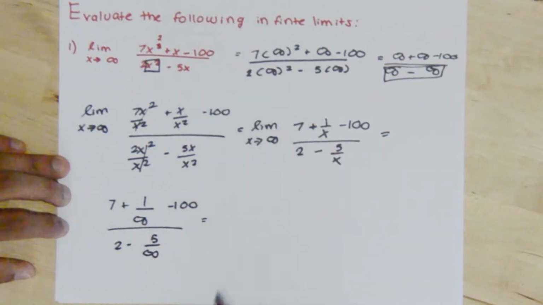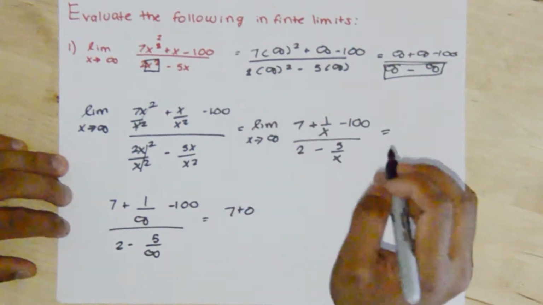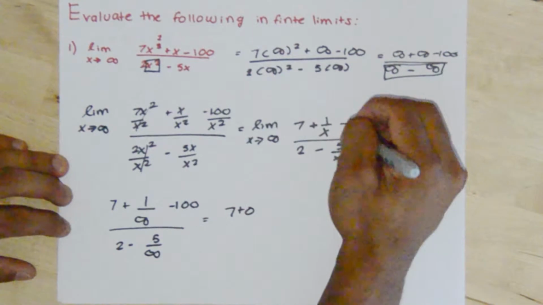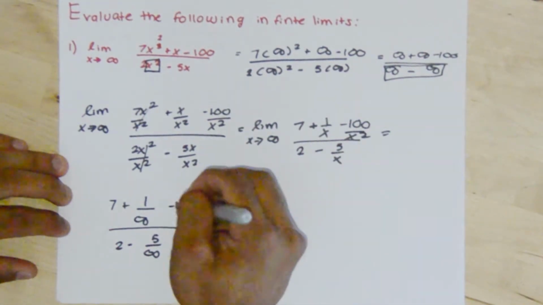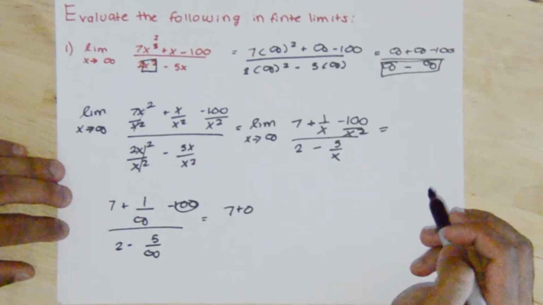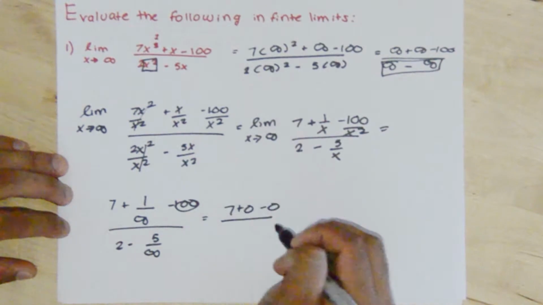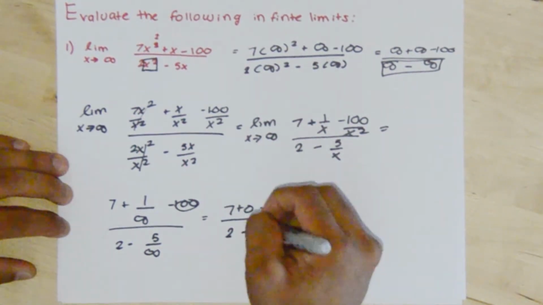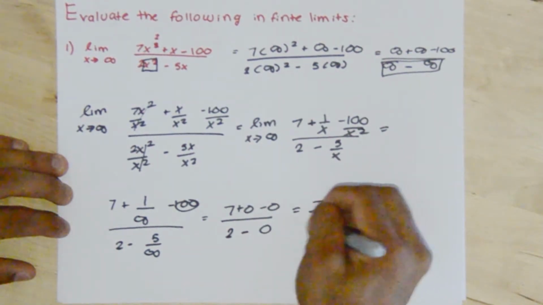So if we simplify this out, we know that a constant over infinity is 0. So 7 plus 0, this minus 100 is also over x squared. So in this case, substituting infinity here will make this 0, since any constant over infinity is 0. So then 7 plus 0 minus 0, and the denominator will become 2 minus, since it's a constant over infinity, 0. So in this case, the end result will become 7 over 2.